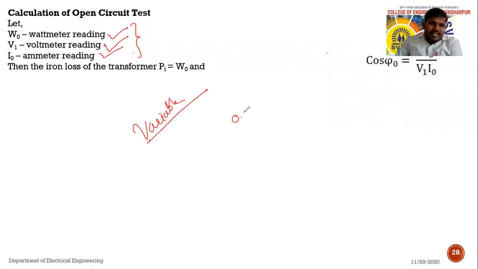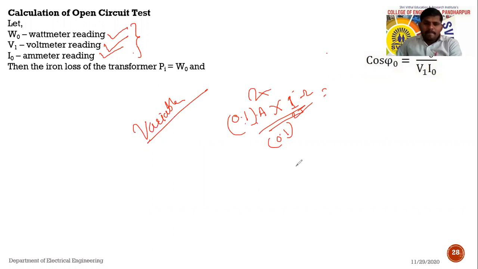Suppose the transformer takes 0.1 ampere current at no load condition, and the resistance of the primary winding of the transformer is 1 ohm. How much loss will occur? I squared R, 0.1 squared. How much? 0.1 squared.